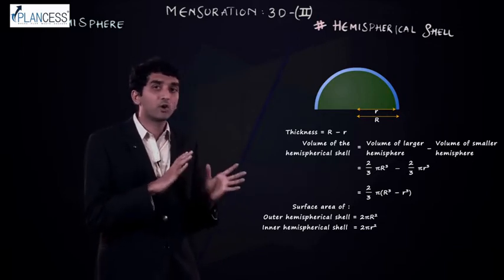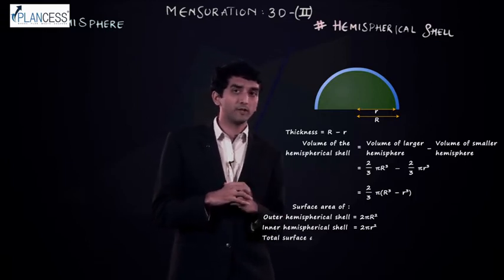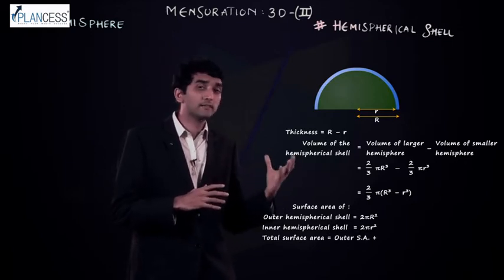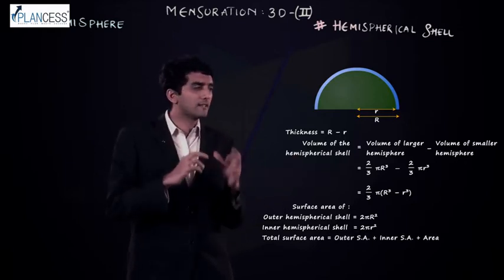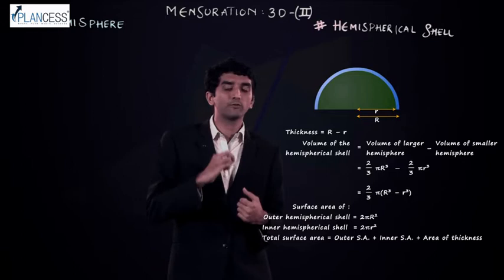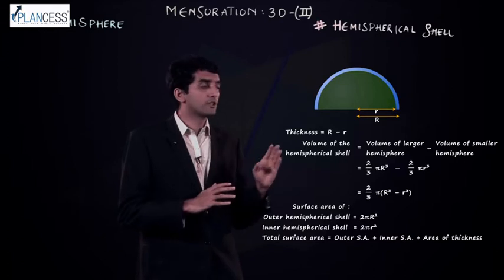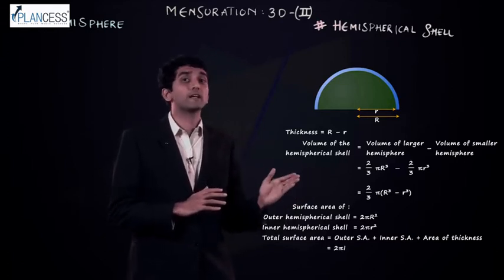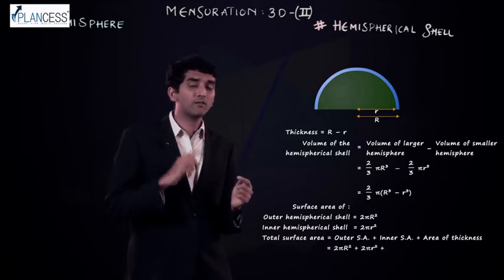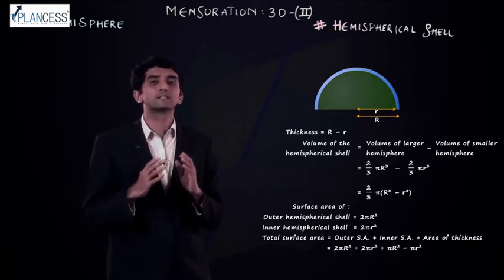Now, after talking about the outer and inner surface areas, if we talk about the total surface area of a hemispherical shell, it is nothing but the outer surface area plus the inner surface area plus the area which the thickness has, which the ring has basically. So we have to account for that. So here goes the formula for the total surface area, which is 2 pi capital R square plus 2 pi small r square plus the area of that ring, and the area of that ring is nothing but pi capital R square minus pi small r square.